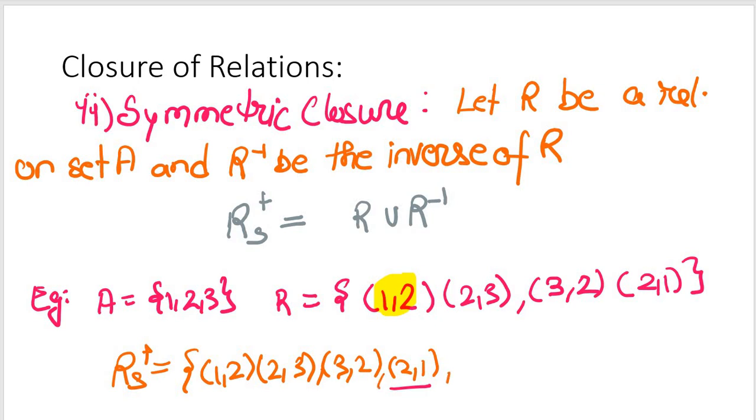Right, next is (3, 2), that means the inverse of this. Right, I hope everyone is aware about the inverse. We are changing the domains and ranges. So I already have (3, 2), which is here, so I don't need to add it. Then I have (3, 2) once again, and if I'm inverting it, I'm getting (2, 3), which is already here.